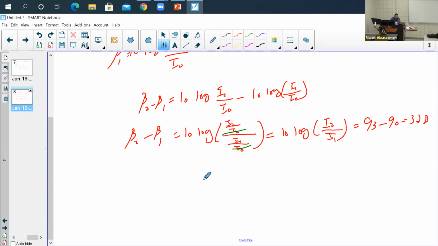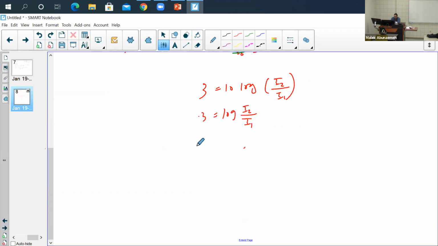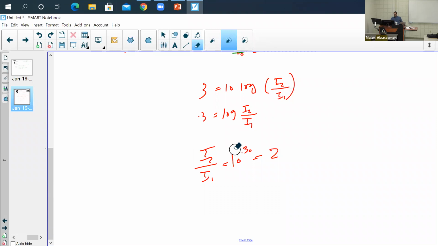That means your 3 dB is going to equal 10 log I2 over I1, which is the ratio that we're looking for. You divide this by 10, so it'd be 0.3. Again, we go to log of I2 over I1. That means your I2 over I1 is going to equal 10 to the 0.30. So what you get should be 2. Let me just write this down better.